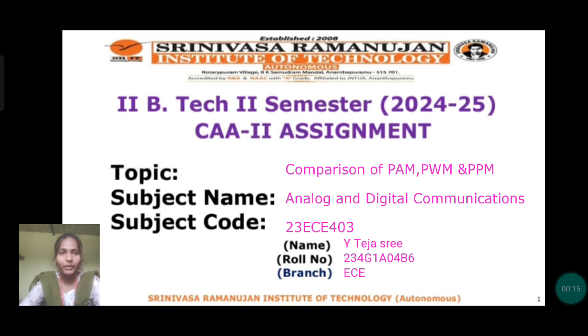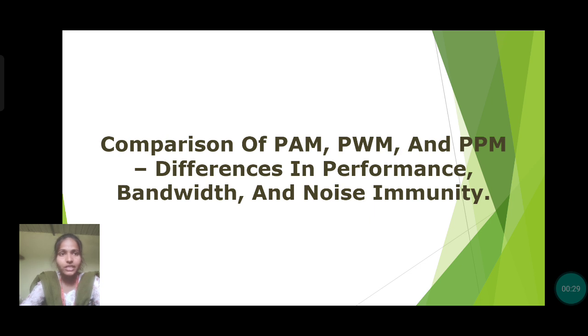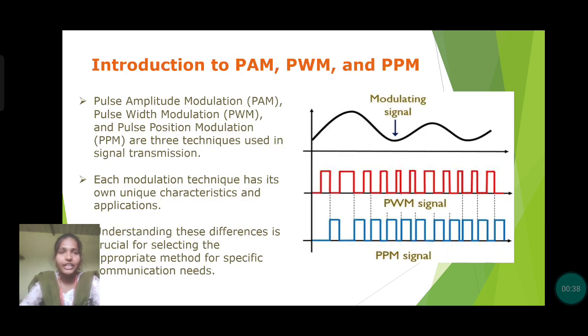234Z1A04B6. Today my topic is comparison of PAM, PWM and PPM. From the subject Analog and Digital Communications, the subject code is 23ECE403. Comparison of PAM, PWM and PPM. Differences in performance, bandwidth and noise immunity. Introduction to PAM, PWM and PPM.